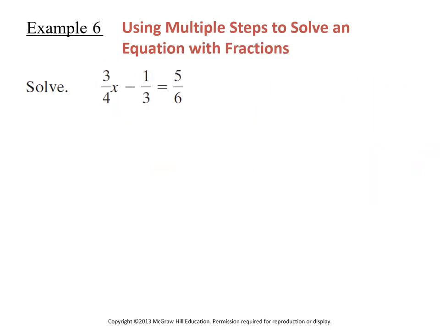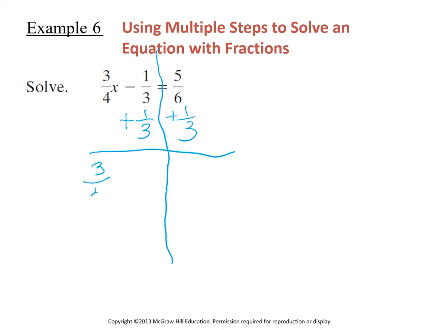Now I have a two-step equation. It's going to take two steps to get the x alone. First, I'm going to eliminate the constant by addition. I'll add 1/3 to both sides of this equation. So I have 3/4 x is equal to 5/6 plus 1/3, which is equal to 7/6.